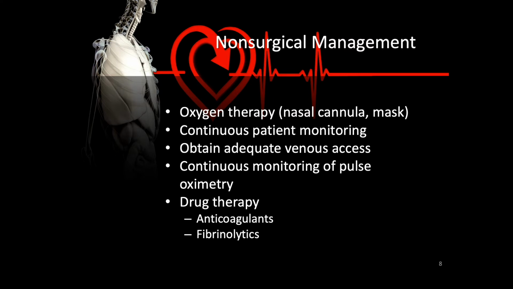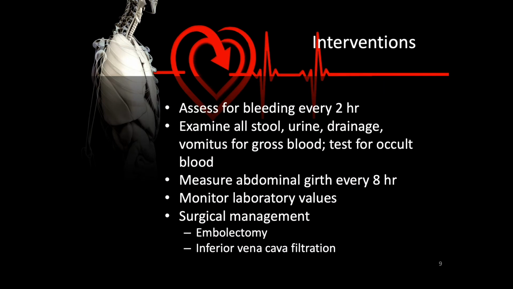Because your patient will be on either anticoagulants or fibrinolytics, bleeding precautions should be indicated. That means assess for bleeding at least every 2 hours, examine all stool, urine, drainage, and vomitus for gross blood, and test for occult blood. Measure the abdominal girth at least every 8 hours. Monitor lab values. Surgical management may include having to physically go in and remove the embolus, called an embolectomy, or providing a filter, like an umbrella, in the inferior vena cava, called an IVC device. Keep in mind that pulmonary embolus is quite dangerous and can prove fatal.